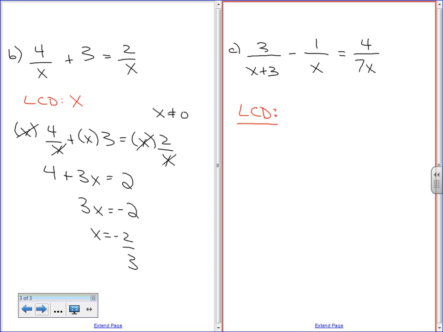So when I'm identifying the lowest common denominator, I'm looking for what terms that I multiply every term by so that all the denominators will cancel out. So what do you think the common denominator is for this equation?